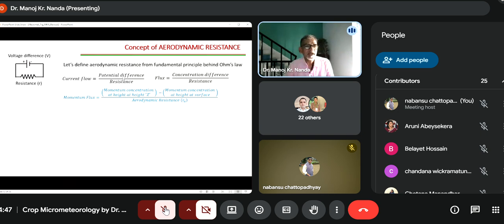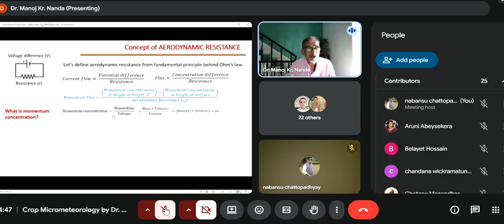Now, the potential difference is the momentum concentration at height z and the momentum concentration at surface level. I told you the potential difference is between layer 1 and layer 2. So at height z, momentum concentration, and at surface level, momentum concentration. What is the momentum concentration at surface? At surface, I know wind speed is 0, so momentum is 0. Now this part is becoming 0. So it is simply momentum concentration at height z divided by aerodynamic resistance is my momentum flux.